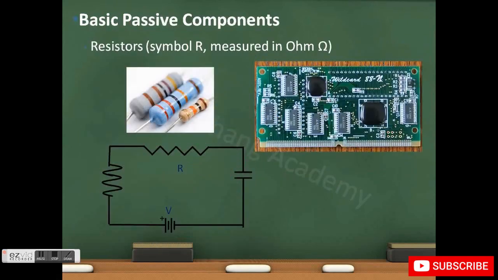Resistors are the most common electrical components. You'll see resistors in almost every circuit. A key feature of resistors is that they dissipate power and produce heat. We usually use the letter R to represent resistors, and resistance is measured in ohms.